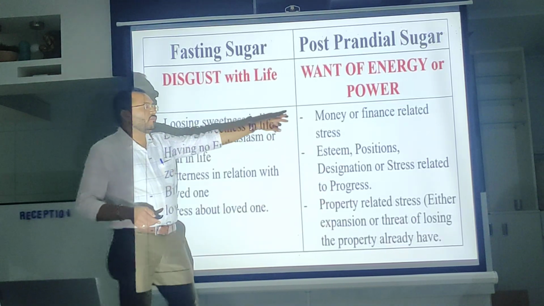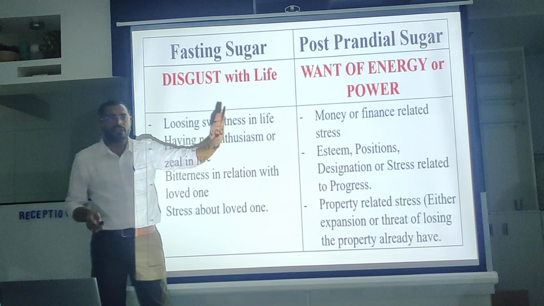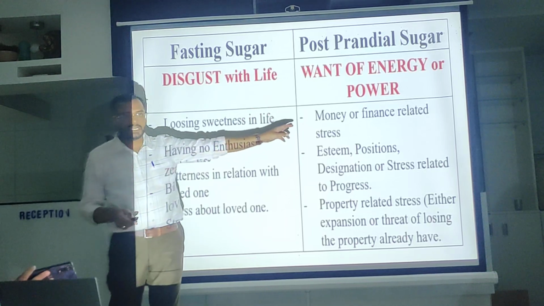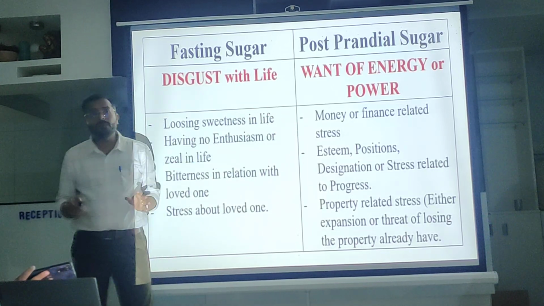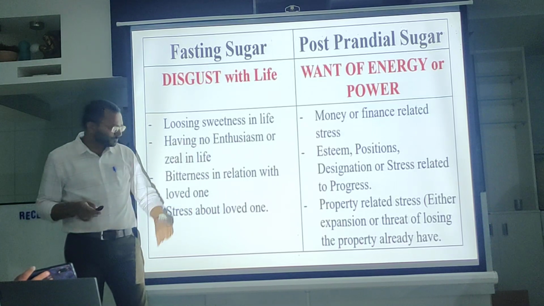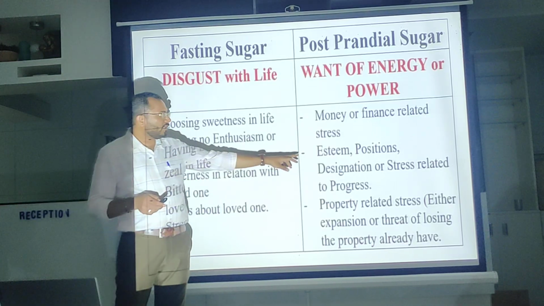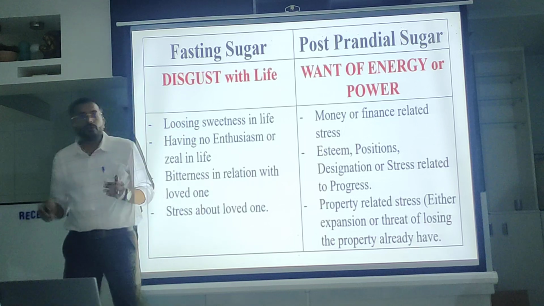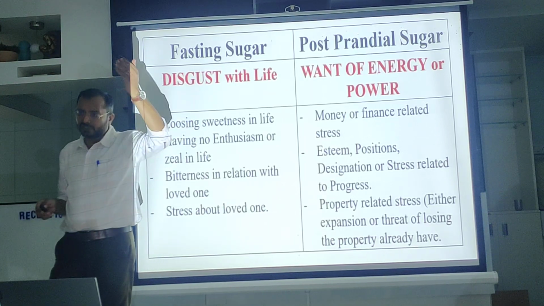Third, you get the power and energy from money and finance. So if finance-related stress is there, it can lead to increased PP. There is also where you get the power from esteem and positions.